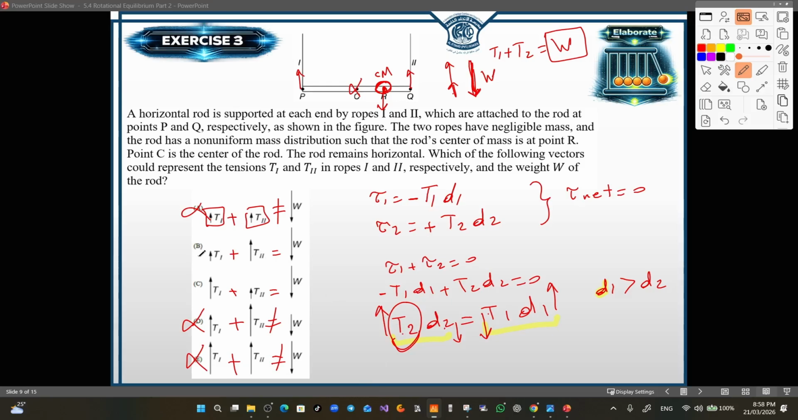And which arrow represents this fact? In choice B, we have T2 greater than T1, and the summation of these two vectors is W, which means B is the correct answer. So it's not C, D, or E.